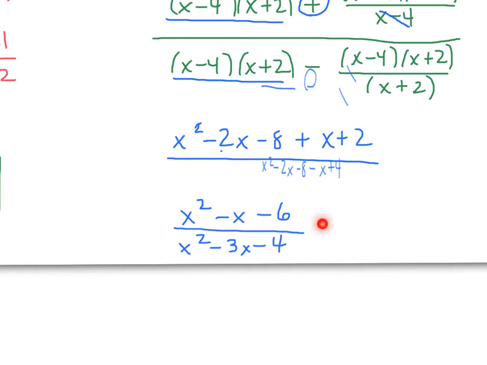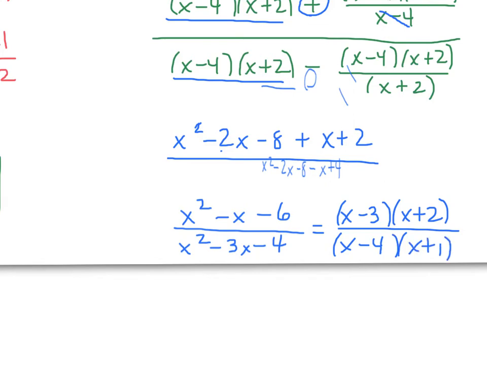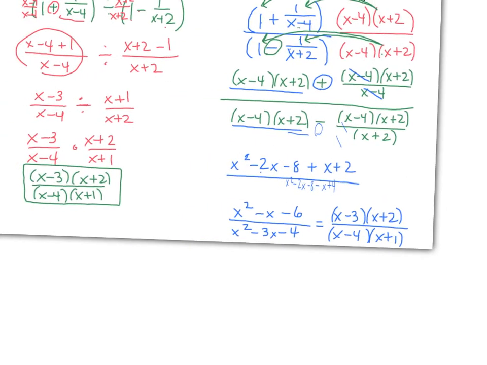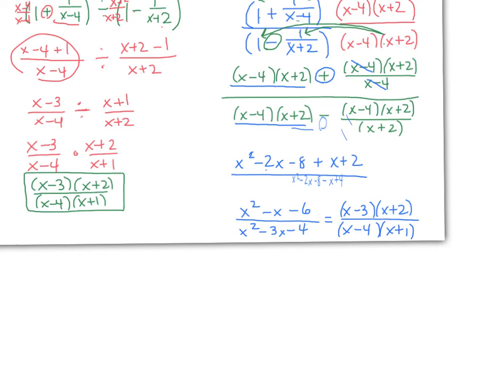Now we can look at this and see that it's going to rewrite in factored form as x minus 3 and x plus 2 over x minus 4 times x plus 1. And if we come back and make a comparison of our two answers, we can see that they are the same.